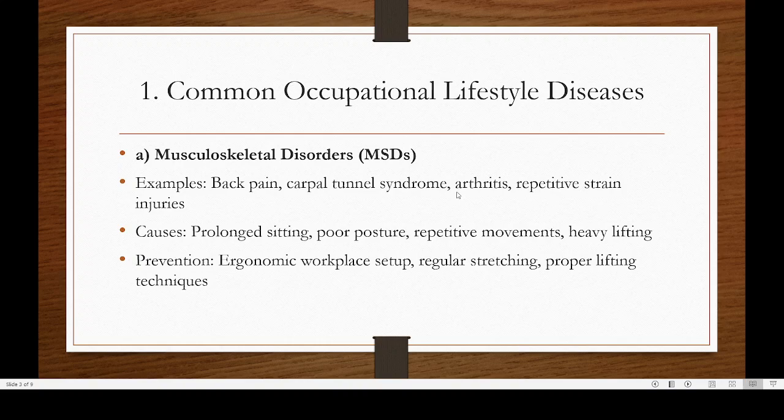Then arthritis, joint pain. Then repetitive strain injuries. Strain also means pull, so these kinds of problems can arise. Then back pain is a problem. If you are not sitting properly, your chair is not okay, then over a period of several years you will have back pain. Then prolonged sitting, poor posture. If you are not sitting properly or walking properly, in the beginning there won't be any problem, but after several years there will be a lot of problems. Then repetitive movements, doing the same activity again and again several times.